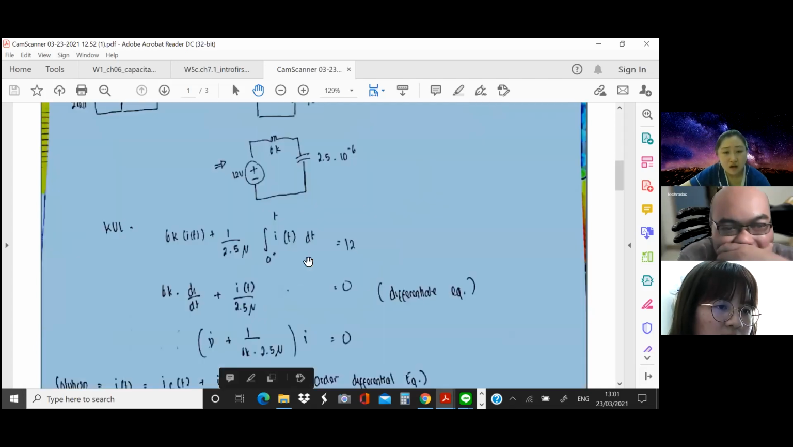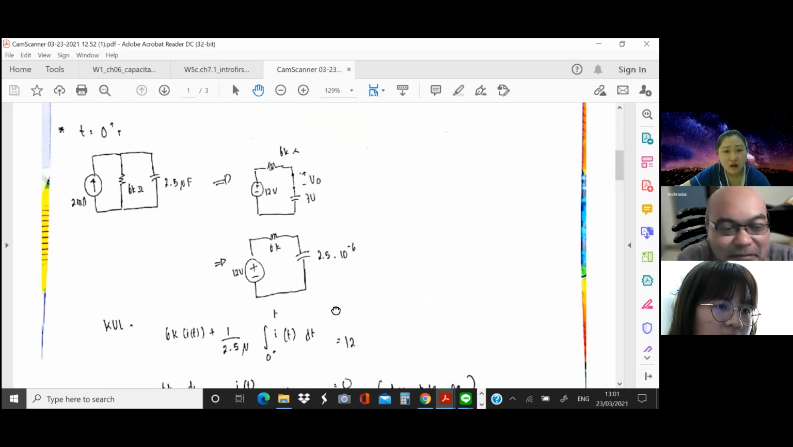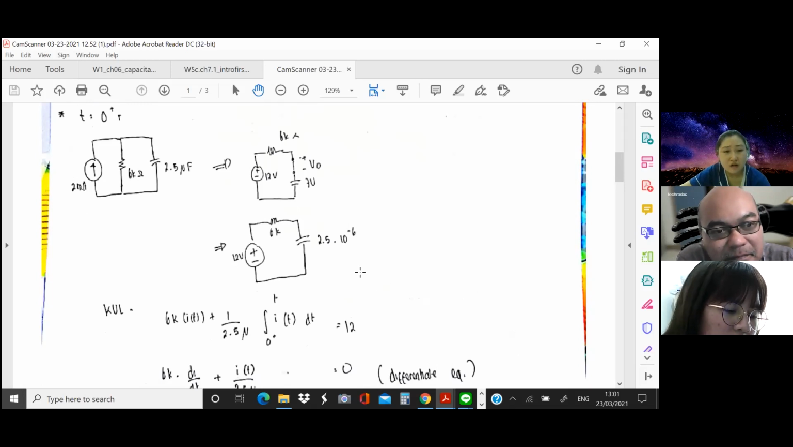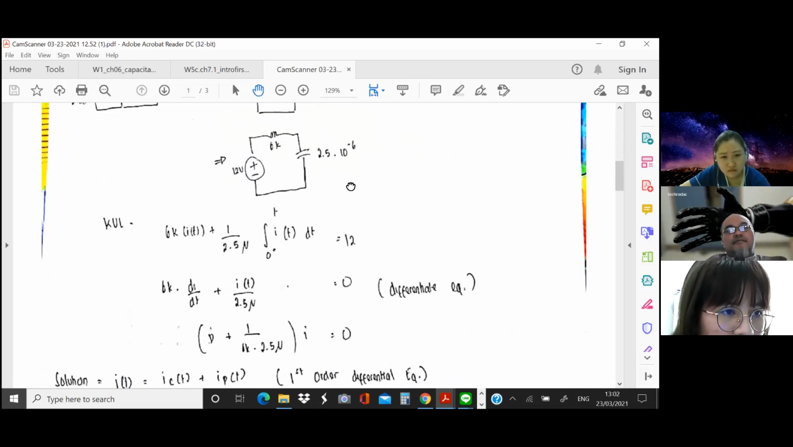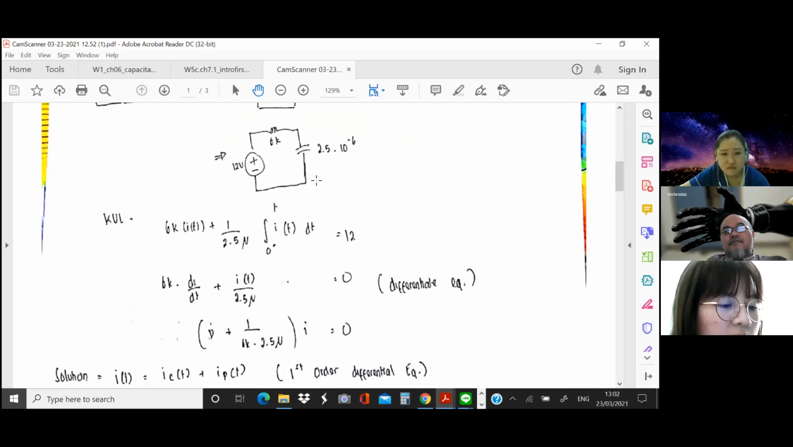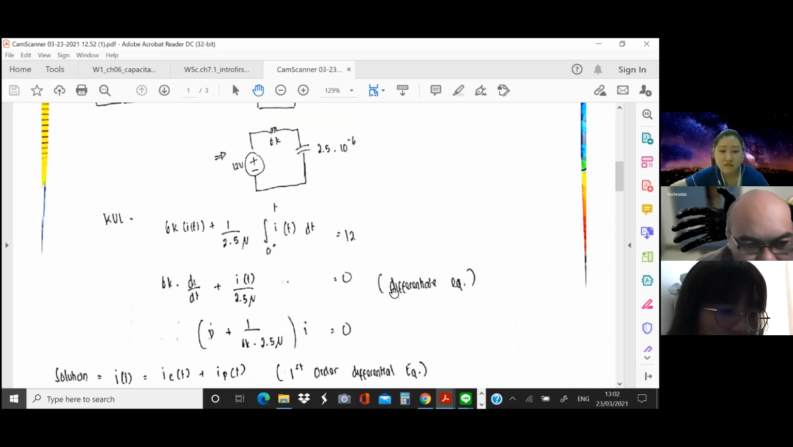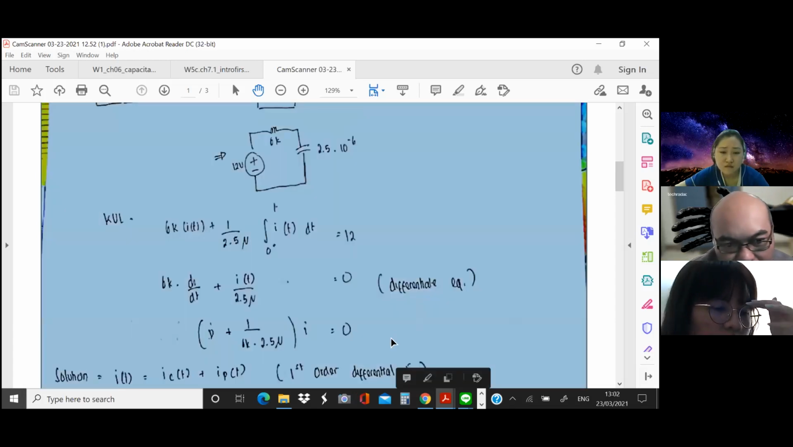Okay, please continue first. Okay, sir. Make it quicker, because we don't have much time. After that, we are going to redraw the circuit. As you can see, we redraw it into multiple circuits until we get that circuit. Then we use mesh analysis, and here we use KVL. Then we input the differentiated equation, and we will get the solution.